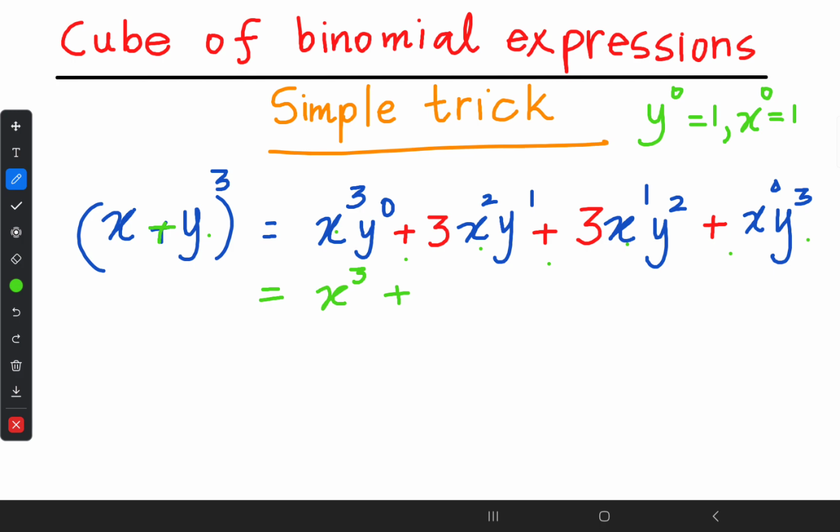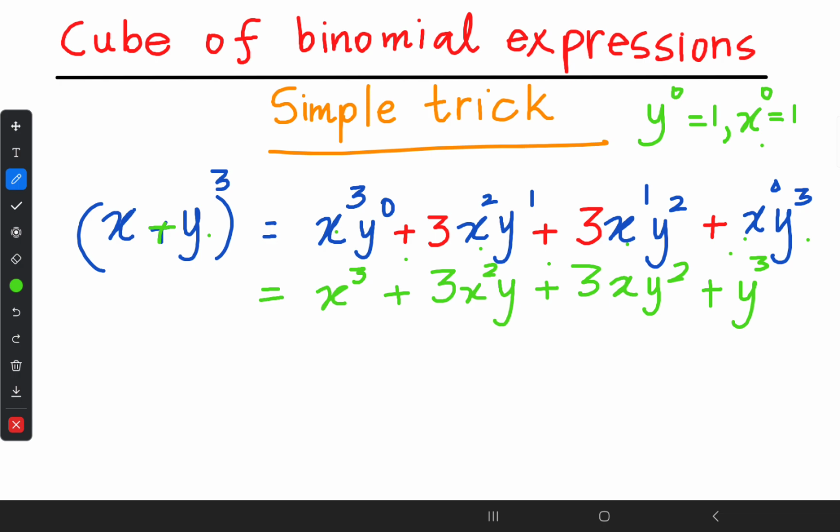Plus 3 times x squared times y. Instead of y with an index of 1, we can easily write it as 3x squared y. Plus the third one, 3x with the power of 1, so I can express it as 3xy squared, plus x with the power of 0. What we did here? x cubed multiplied with 1. Same thing in the last as well. x with the power of 0 means 1, multiplied with y cubed, that is only y cubed. This is the expansion we need.